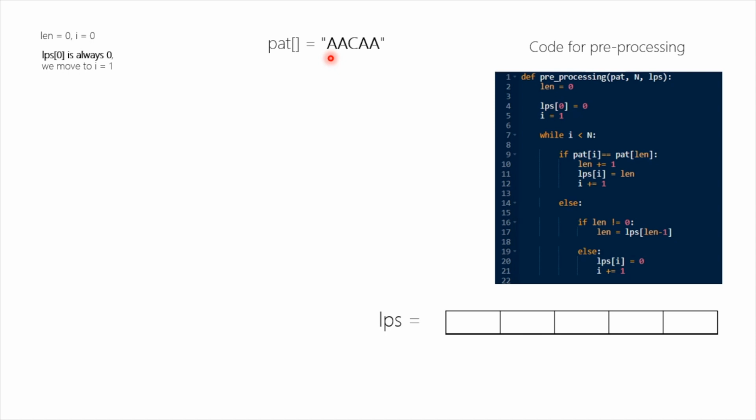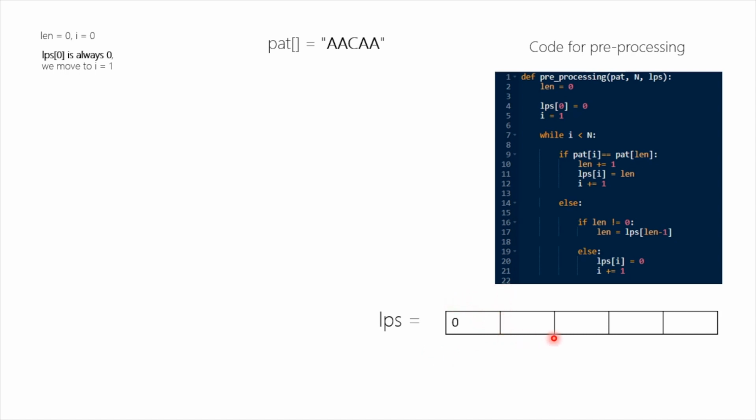Can this be verified? Well, if we look at a single character, we'll see that the only proper suffix that it has is an empty string. And the only proper prefix it has is also an empty string. Since an empty string is the only proper prefix and suffix of a single character, the value of LPS at index 0 will always be 0, no matter what the string is.